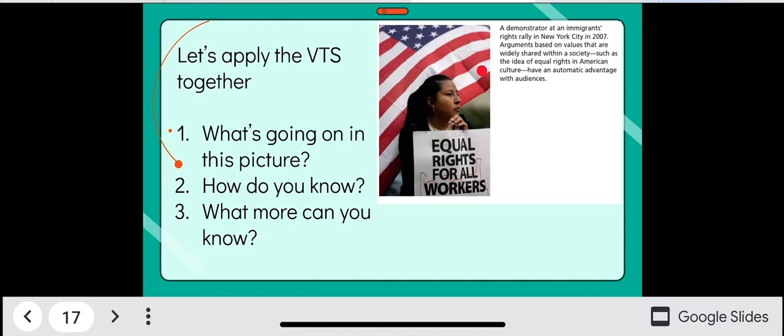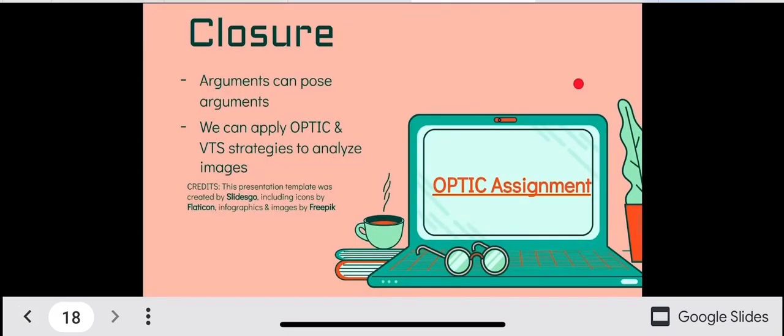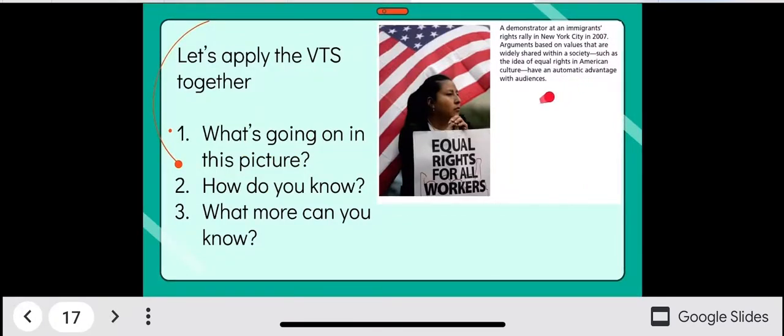What more can you find? If I want to find more, I would read, for example, this one. So, an administrator at an immigrants' rights rally in New York City in 2007. She argues an argument based on values that are widely shared within a society. Okay, so as we said, she is protesting because she needs equal rights for all workers. So what more can you know? I can go and research this picture. I can research the rally that was held in New York City in 2007. I can know more about this picture.